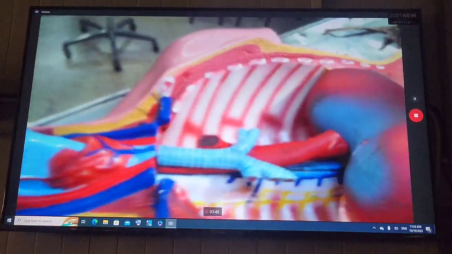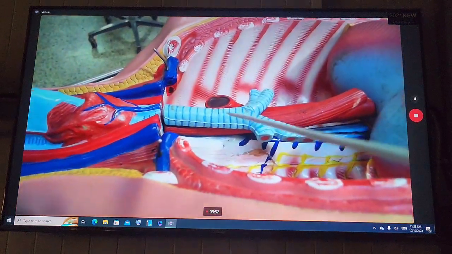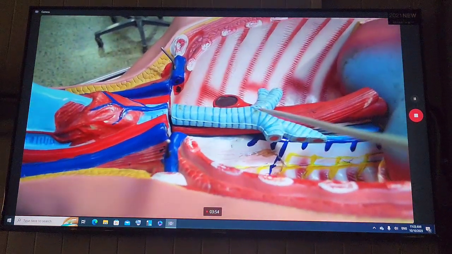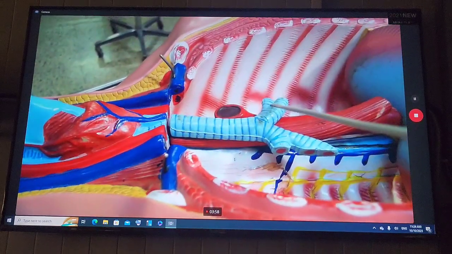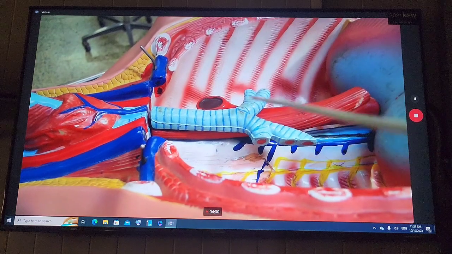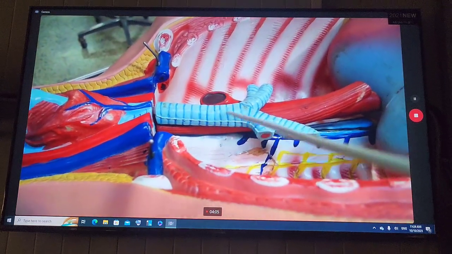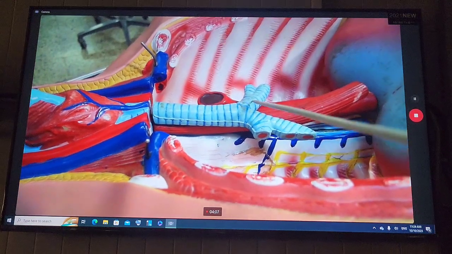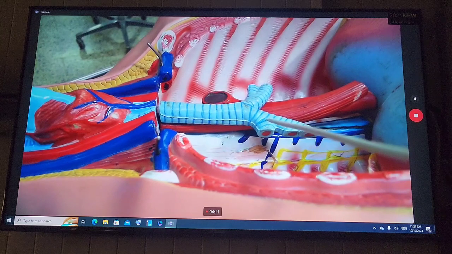Having another view to the mediastinum. This is the trachea, showing the tracheal length. This is the carina, the main bronchi, and then secondary bronchi. Of course, the first division is the main bronchus. You can see how the right main bronchus is in the same line as the trachea. It is less oblique than the left bronchus. That's why a foreign body may pass to the right bronchus.